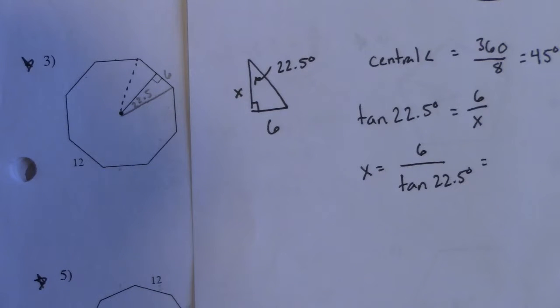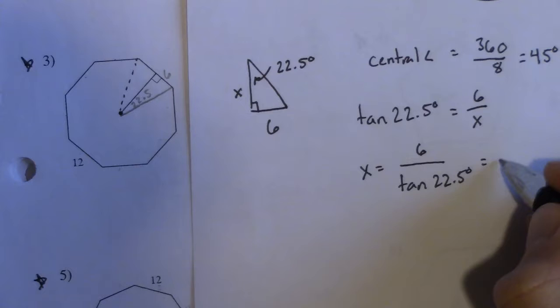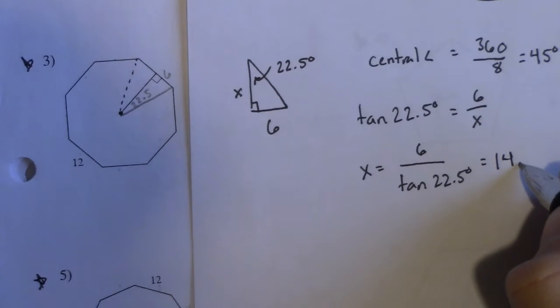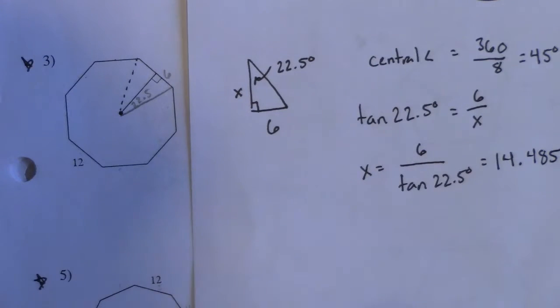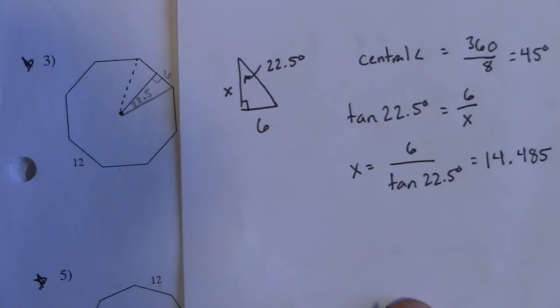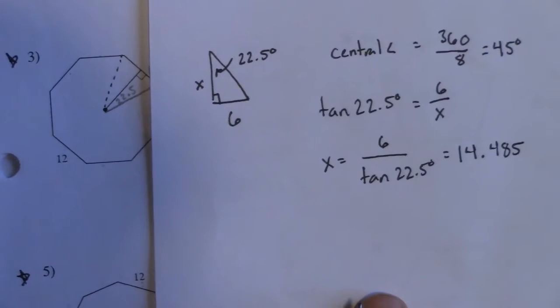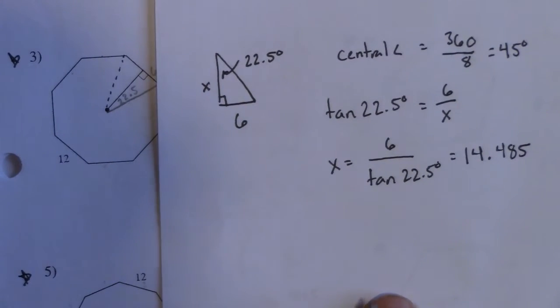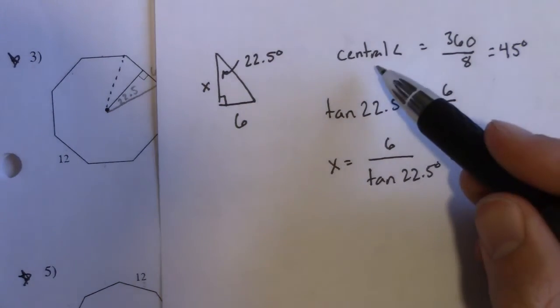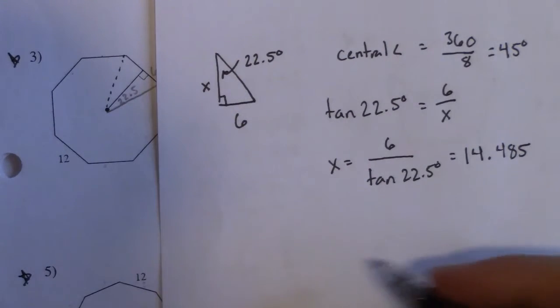So on my calculator, 6 divided by tangent of 22.5 equals, I get that my apothem or height is going to be 14.485. That is going to be the height of that side. Let me move this on over a little bit. Okay, so with that, I know the height, I know the base, so I can find the area of the triangle like I did before.